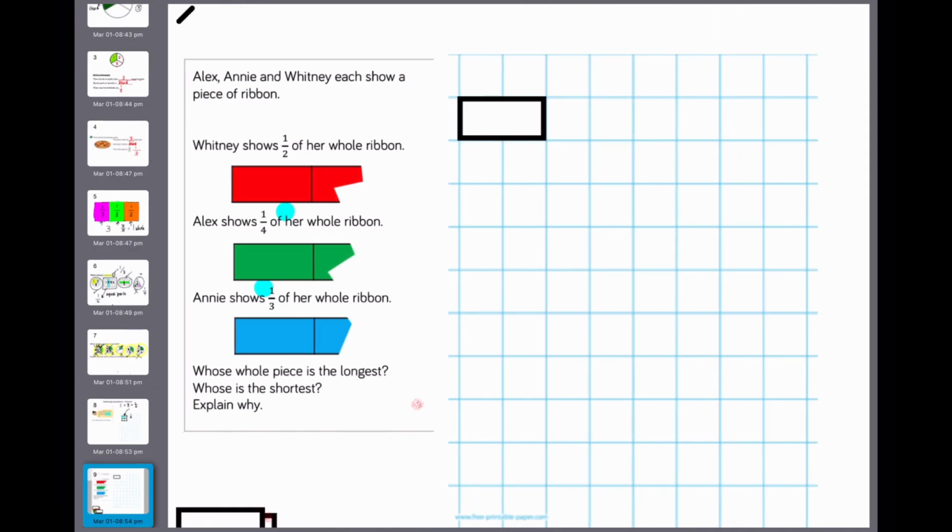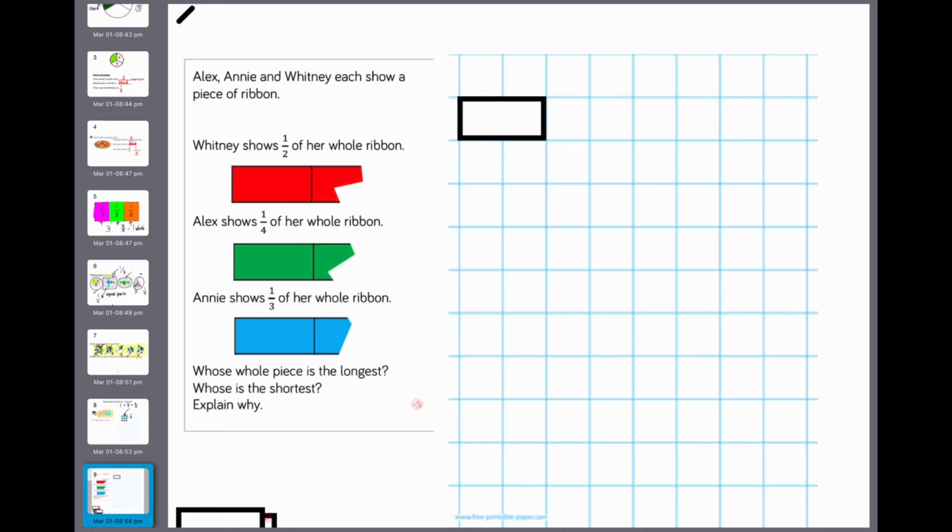Let's solve the second problem. Alex, Annie and Whitney each show a piece of ribbon. Whitney shows half of her whole ribbon. Alex shows 1/4 of her whole ribbon. Annie shows 1/3 of her whole ribbon. Whose whole piece of ribbon is the longest and whose is the shortest? Explain why. Now I'm going to solve this with you using pictures.